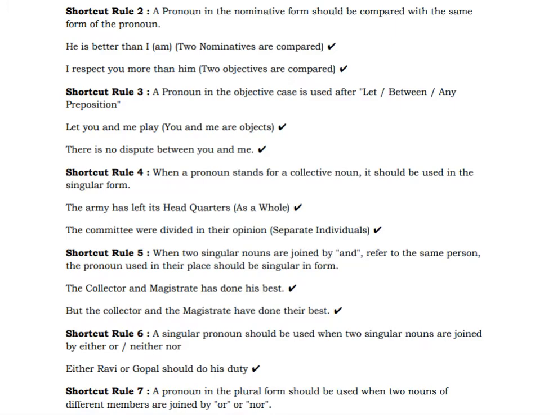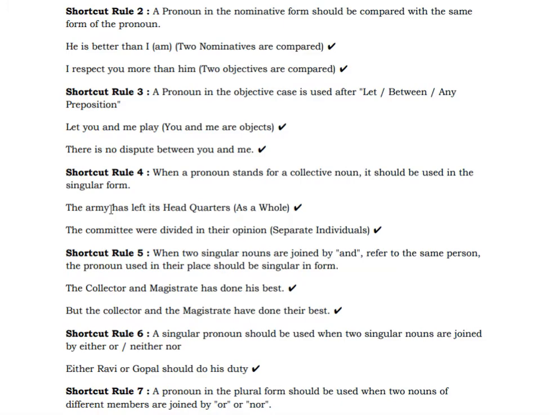When a pronoun stands for a collective noun, it should be used in the singular form. Like here, the army. Army is referring to the whole lot. So the army has left its headquarters as a whole. The committee were divided. Now, separate individuals. The committee were divided in their opinion. See here, the verb form. Now here we are concerned with the pronoun. So here, the army has left its headquarters.